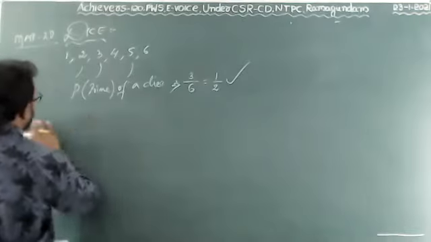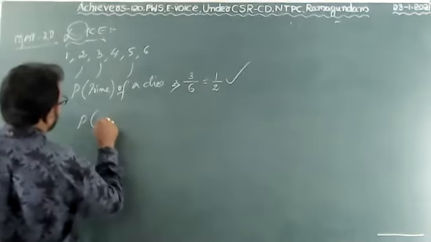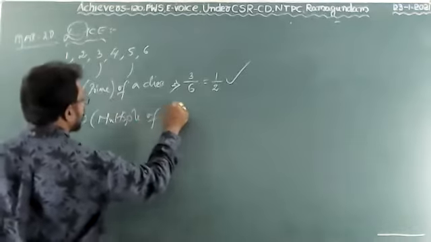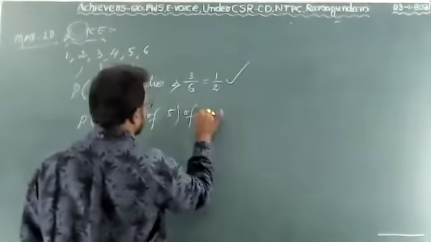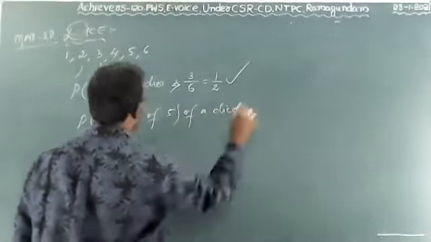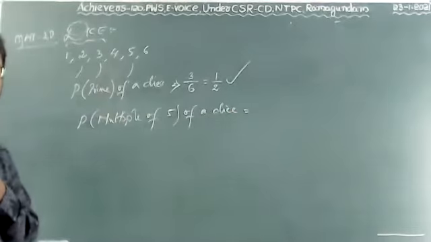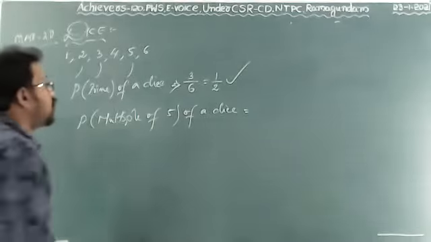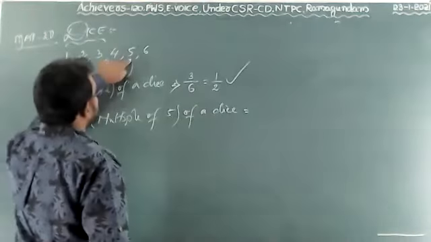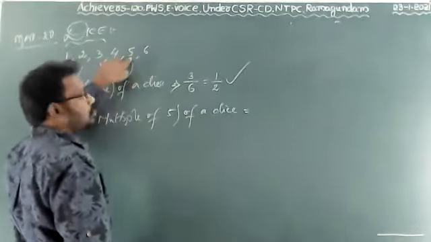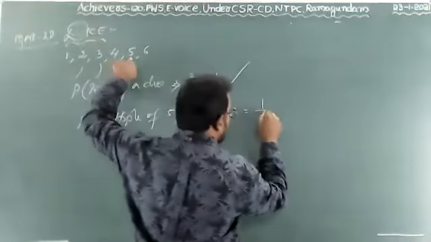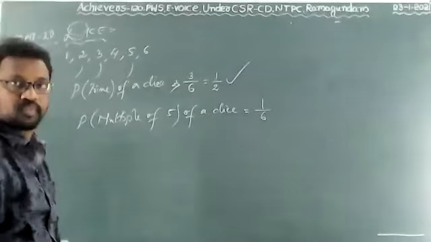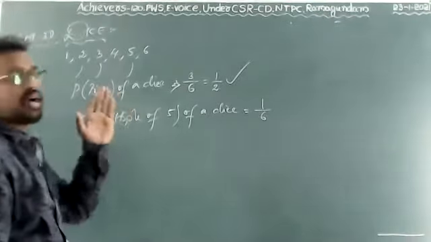Yes, the probability of getting a multiple of 5 on a die. Multiple of 5, how many are there? 5 ones are 5, 5 twos are 10, not there. That means only 1, out of how many? Totally 6. That is 1 by 6.